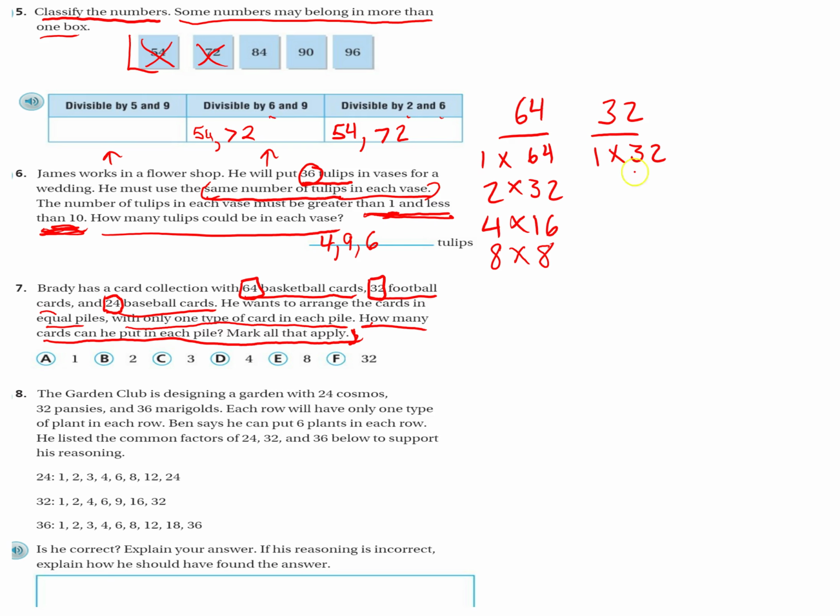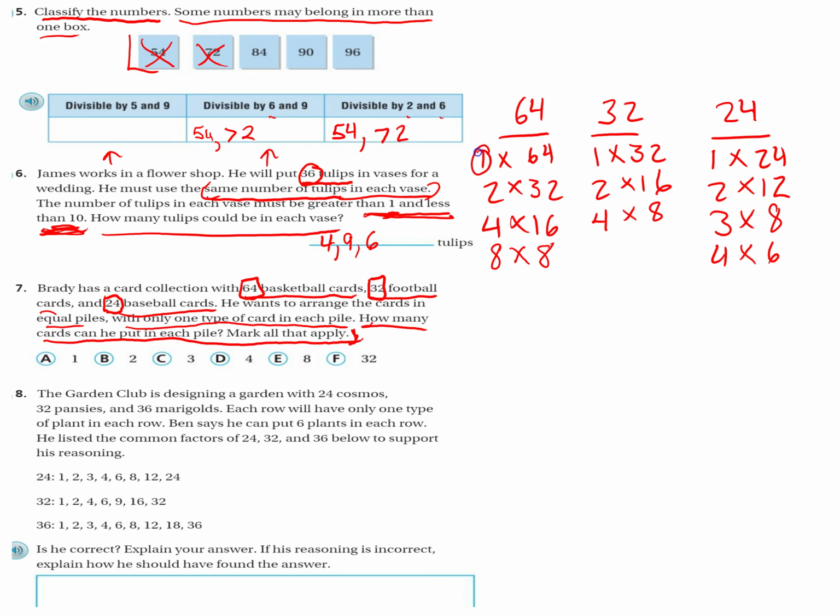1 times 32, 2 times 16, 3 won't work, 4 will work, 4 times 8. 5, no. 6, no. 7, no. 8, yes, we already got. Okay, now I go to 24. I don't skip over and start trying to answer the problem yet. 1 times 24, 2 times 12, 3 times 8, 4 times 6, 5, no, 6 we got, so now we're done. Okay, now I find all the common factors.